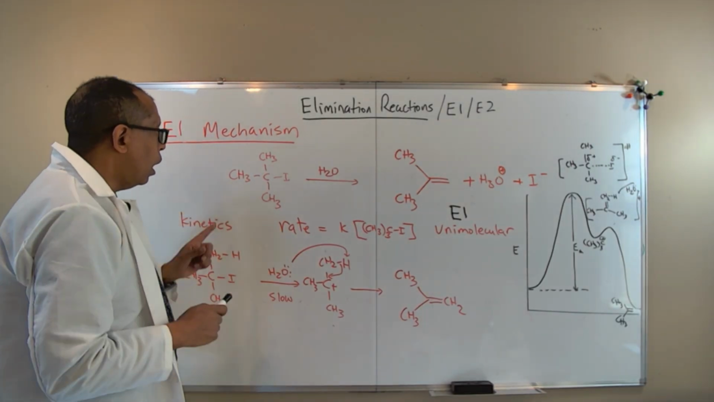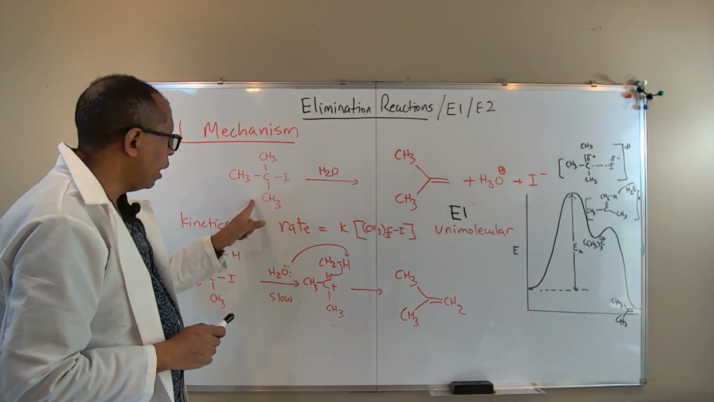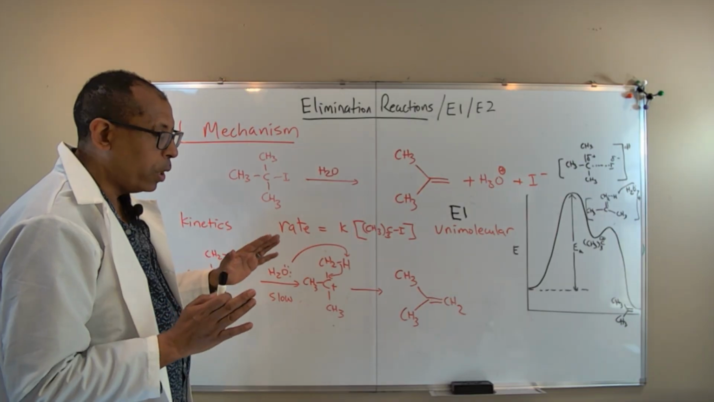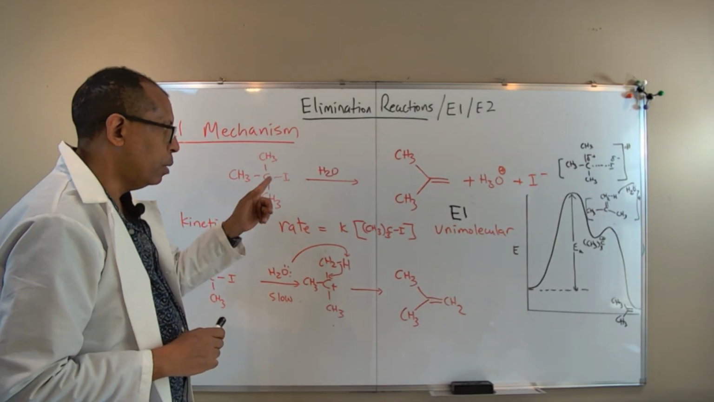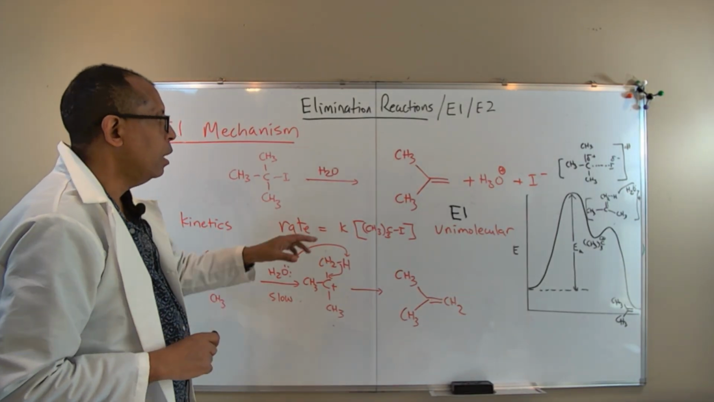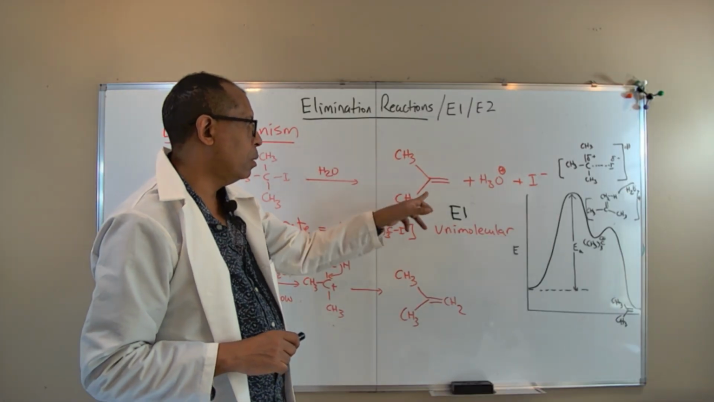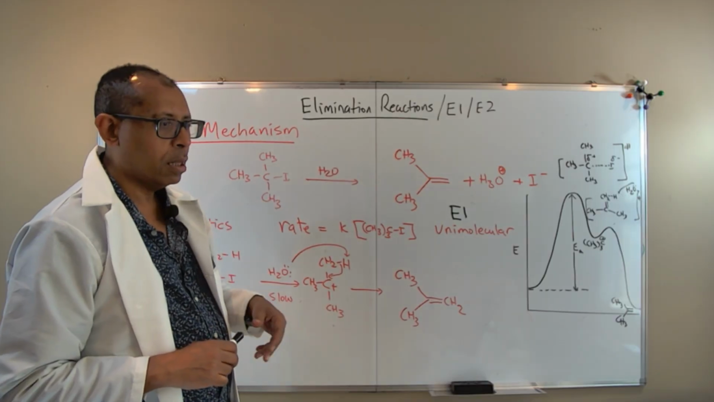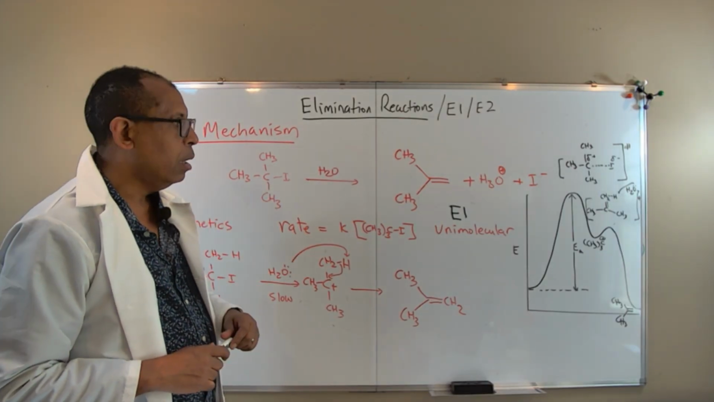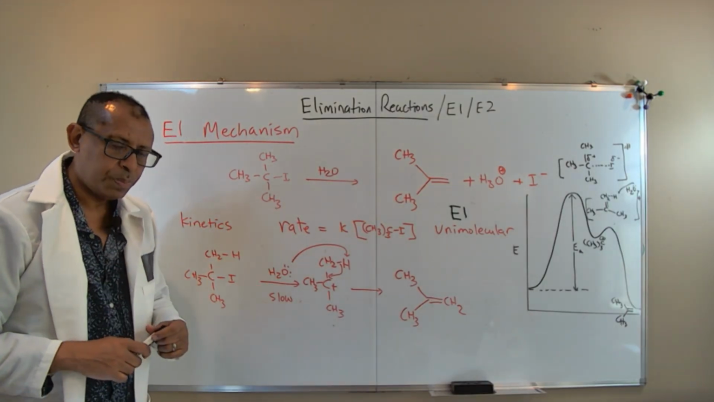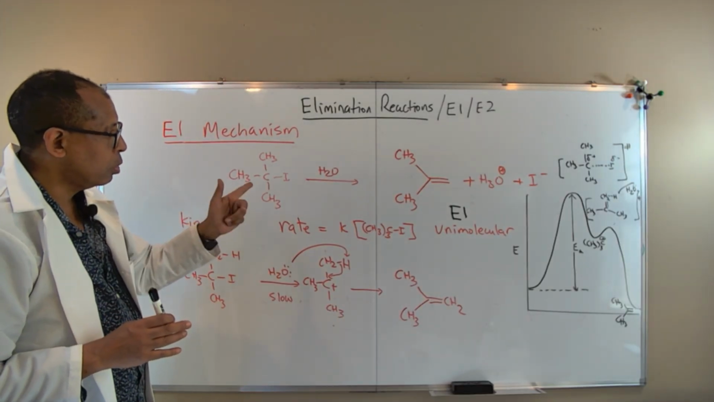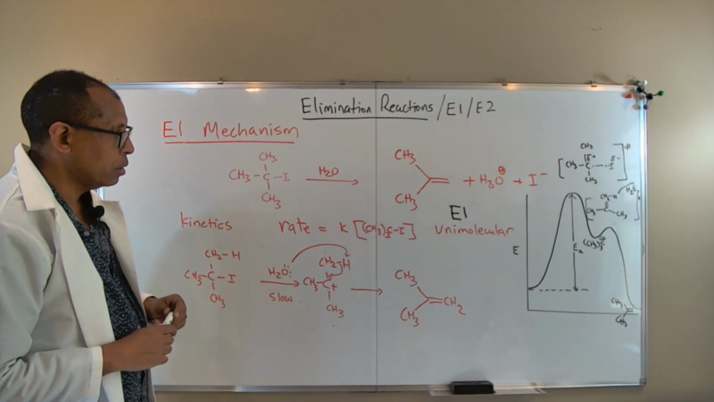So here you have a tertiary butyl iodide in the presence of water, which is acting as a weak base. Remember, water as a weak base forms this isobutylene, the eliminated terminal olefin. It is just a disubstituted alkene that is formed from this reaction. So this went through the E1 mechanism.